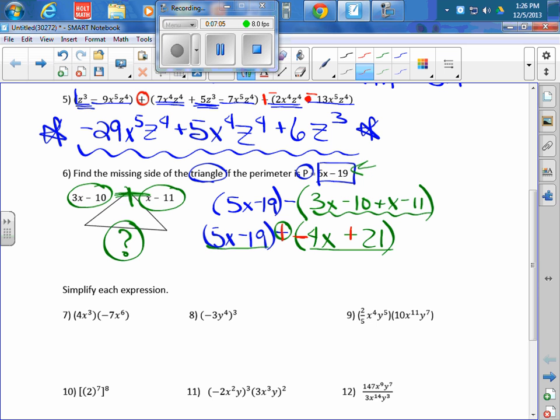And now all we need to do is just go through and combine like terms. I have 5x minus 4x is 1x. Negative 19 plus 21 is plus 2. Final answer.